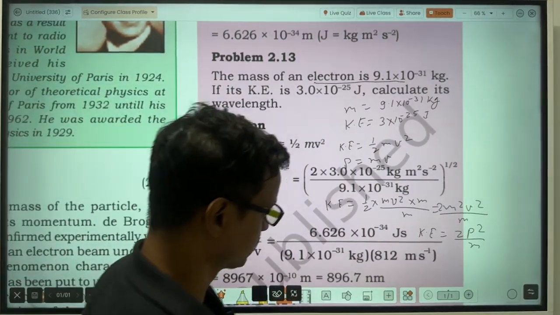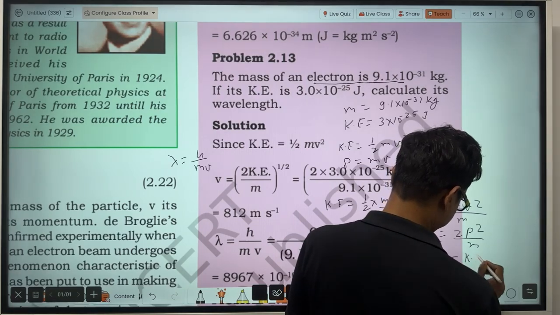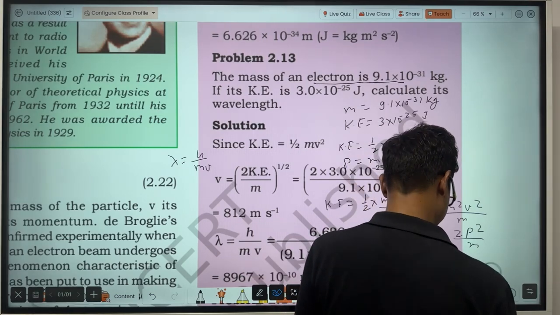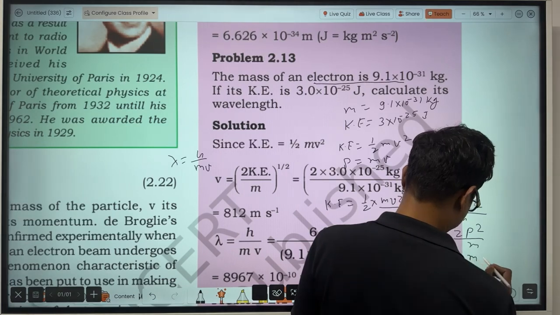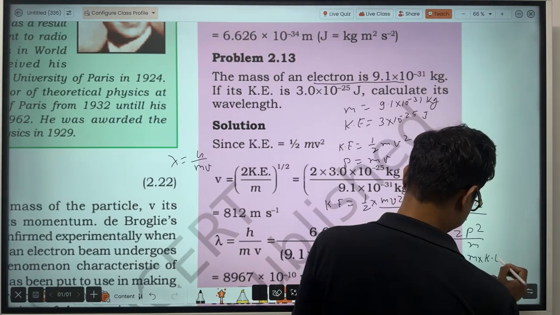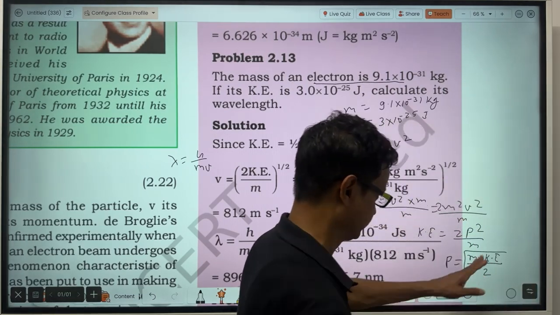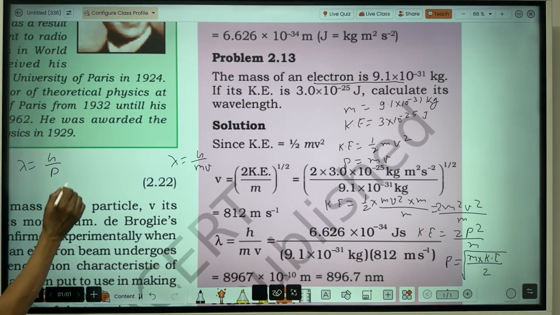So momentum can be found out. Momentum will be equal to the square root of m into kinetic energy into 2. Momentum you have calculated and mass you know, so lambda equals h upon p.